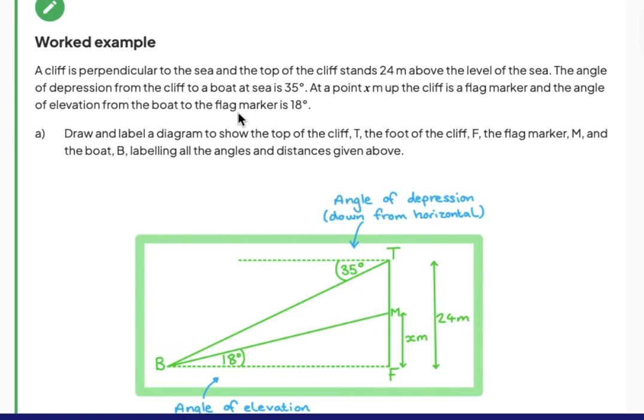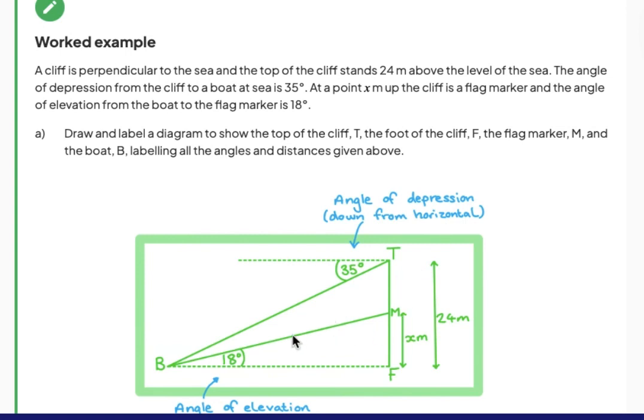Now it said draw and label a diagram to show the top of the cliff. Always the cliff is a height, a vertical height. Draw and label the top of the cliff T, and the foot of the cliff F. So you put T here at the top, and F at the foot. And then the flag marker M, which is somewhere on the cliff, and the boat B, labeling all the angles and distances given above.